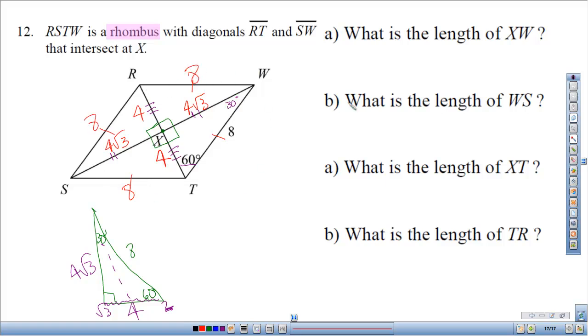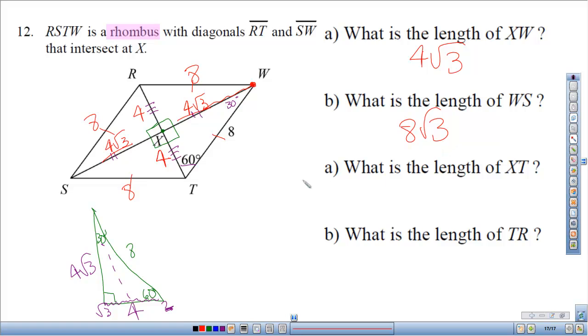All right, I think I'll be able to figure some of these out. So the first question, what is the length of XW? Well, I just worked that out. It's 4 square root 3. And what's the length of WS? WS is from here all the way over, so that's a 4 root 3 and another 4 root 3. 4 root 3 times 2 comes out to be 8 square root 3.